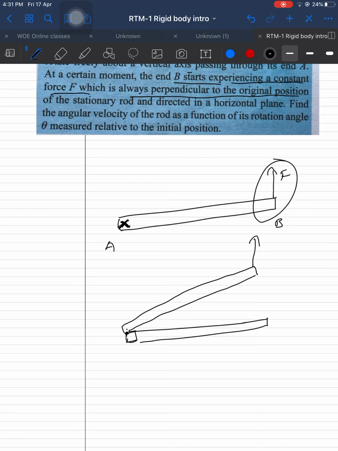The force is always in the same direction. The force is always perpendicular to the original position. This is the original position, and this is an angle theta. Now the task is to rotate through an angle theta. He is asking to find the angular velocity of the rod as a function of its rotation angle theta.